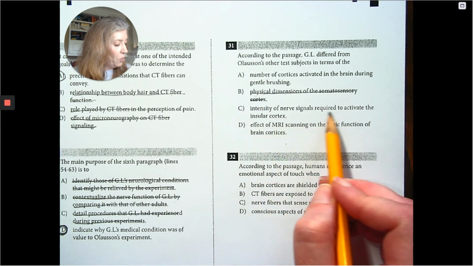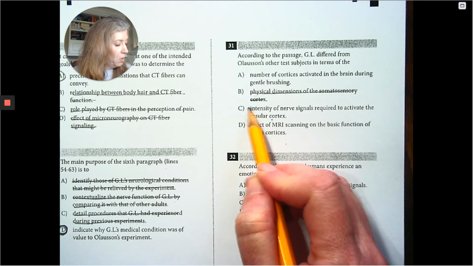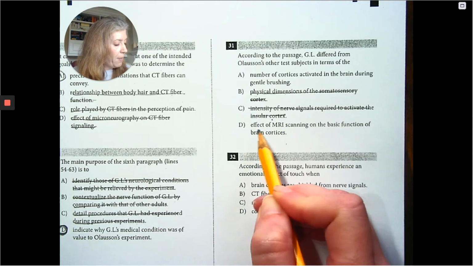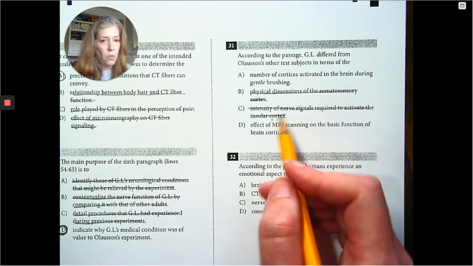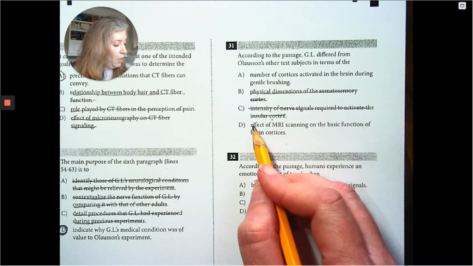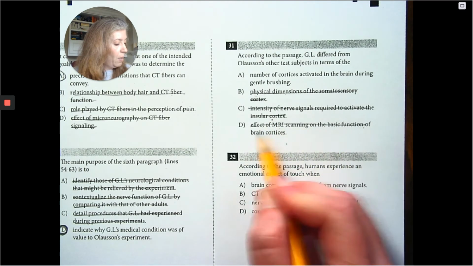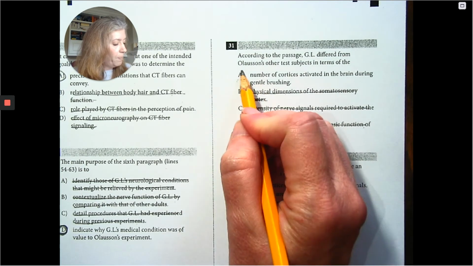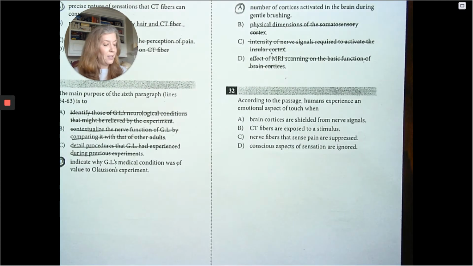Intensity of nerve signals required to activate the insulin. No. Effect of MRI scanning on the basic function of brain. MRI scans shouldn't have any. MRI scans tell us about brain cortices. And then finally, it's our last one.